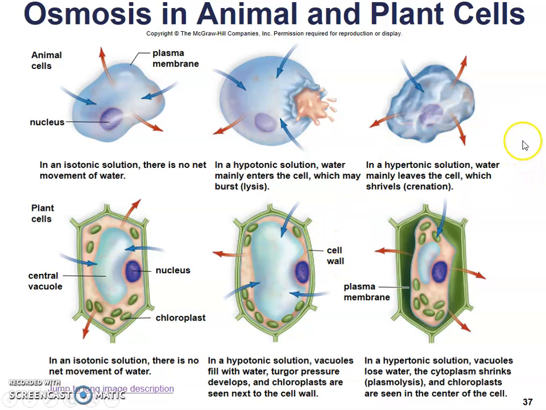If you were to place a cell in a hypertonic solution, water is going to leave the cell. It's going to exit and your animal cell is going to shrivel up, called crenation. And in a plant cell, the plasma membrane will actually pull away from the cell wall and it'll shrivel up inside, and this is called plasmolysis. And it's not good for the cell.